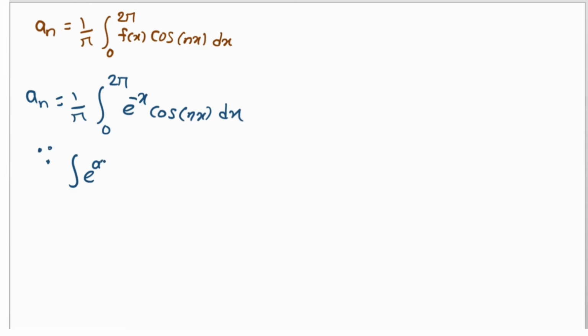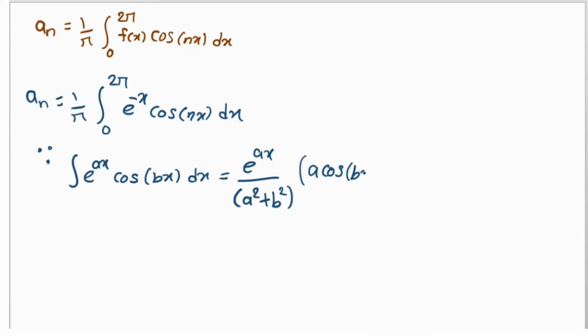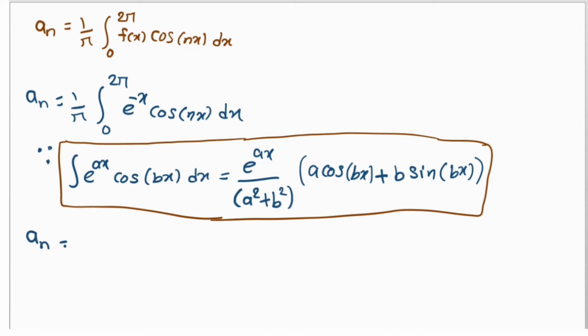Integral e raised to power ax cos bx dx is e raised to power ax upon a square plus b square in bracket a cos bx plus b sin bx. So with the help of this formula, we have to solve the integration. So therefore an is 1 upon pi as it is, integration of the term is e raised to power minus x upon a square plus b square, so it is n square.